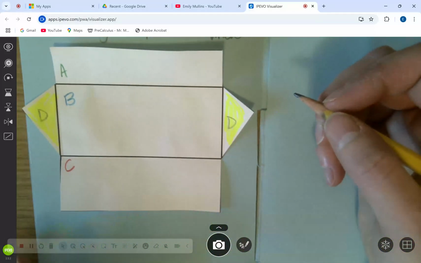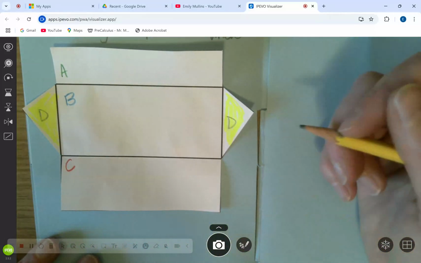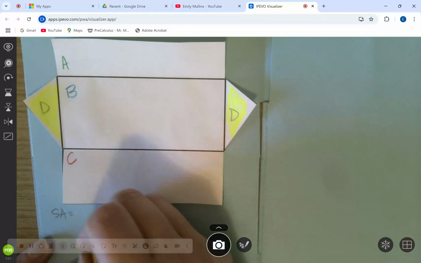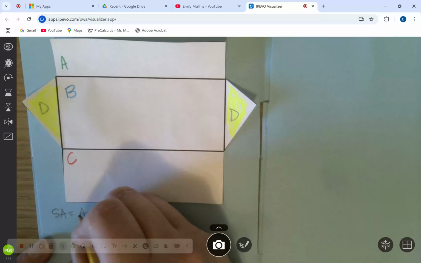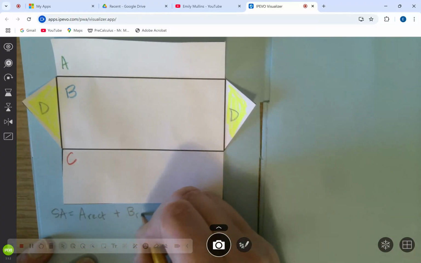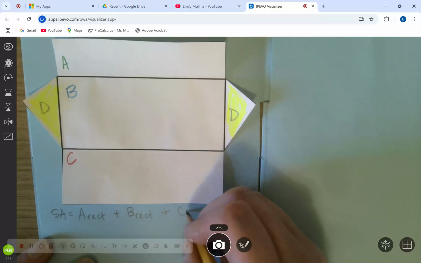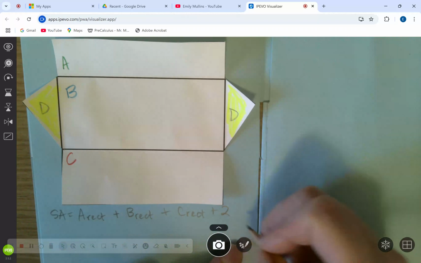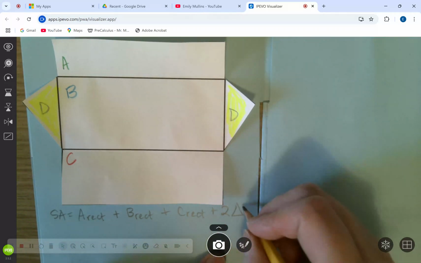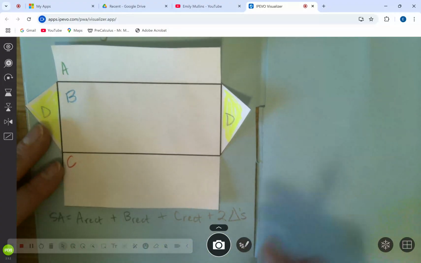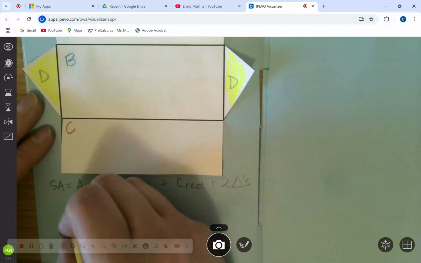And then we want to think about what numbers we need to find our area. So to find our surface area, we're going to have the area of rectangle A plus rectangle B plus rectangle C plus my two triangles. So two triangles, which are D in this case. So this is really kind of weird. Probably not the best way to write it.